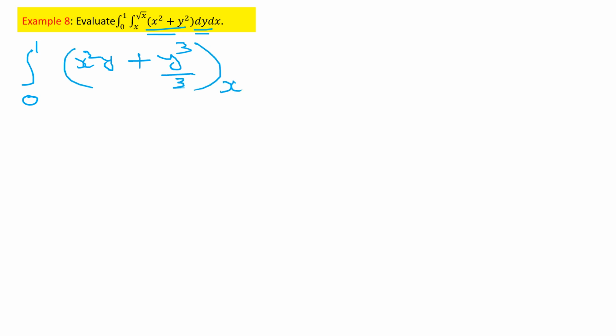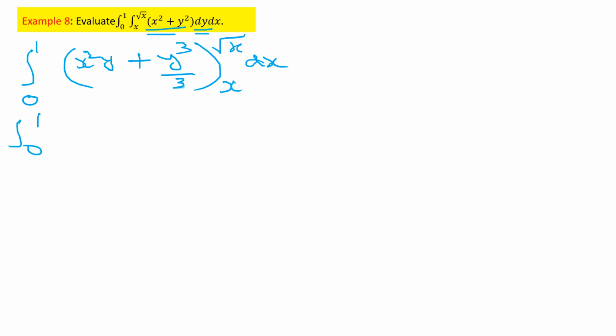Let us discuss one more example. Integral 0 to 1, x and root of x squared plus y squared, into dy. So here this is my function. I need to integrate with respect to y, so keep the outer constant limit as it is. Integration of x power 2 will give x power 2 times y, plus integration of y power 2 will give y power 3 by 3, between the limits x and square root of x, and dx.